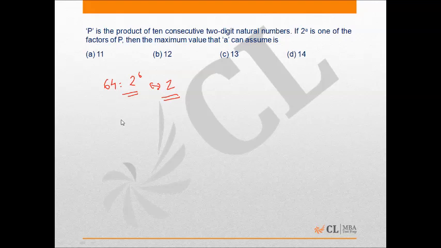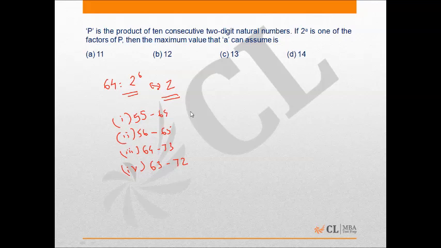The first scenario is that the numbers are from 55 to 64. Second scenario, the numbers are from 56 to 65. The third scenario would be the numbers are from 64 to 73. And the fourth scenario would be the numbers are from 63 to 72.